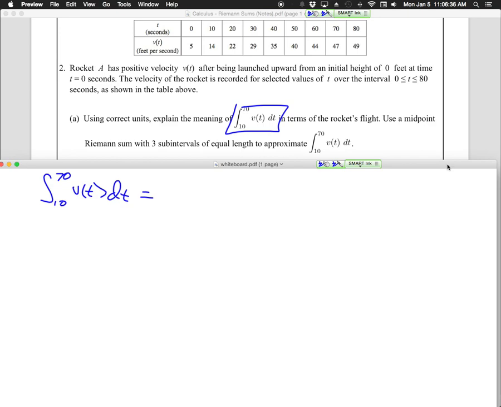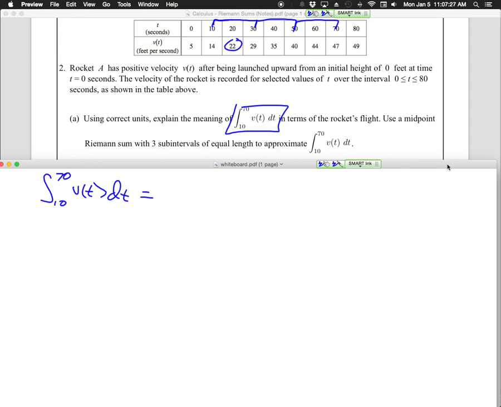We want to use a midpoint Riemann sum with 3 subintervals of equal length to approximate that integral. Now, here's the trick on a midpoint Riemann sum. When you choose your interval, there needs to be 3 x values in each interval. So instead of going from 10 to 20, we want to go from 10 to 30, so there is a number in the middle. So I'm going from 10 to 30, then from 30 to 50, and then from 50 to 70. That's the trick on a midpoint: you're going to have 3 values in an interval.